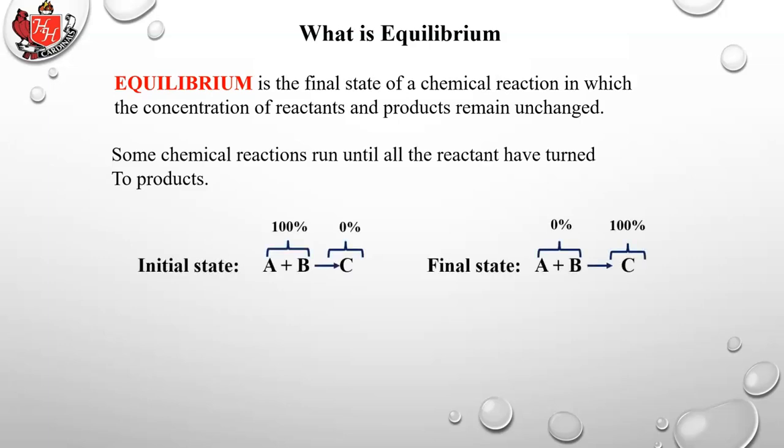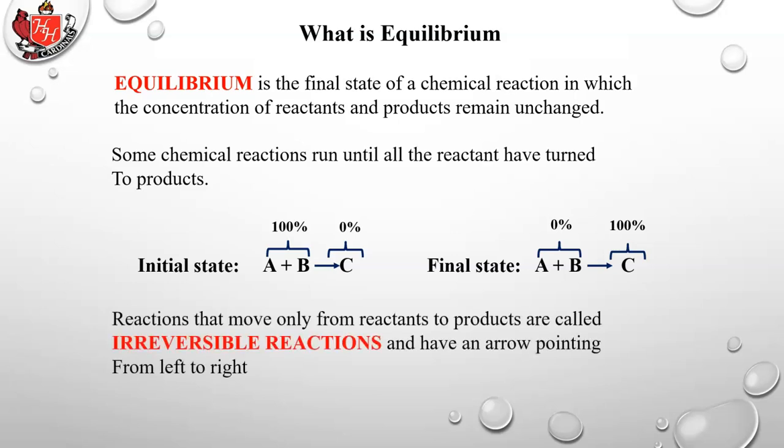So if we take this reaction down below, we have all reactants at the beginning of the reaction and no products. And in the final state, it's all moved from left to right, and there are no reactants at the end of the reaction, and all are products. Reactions that move only from reactants to products are called irreversible reactions and have an arrow pointing from left to right.